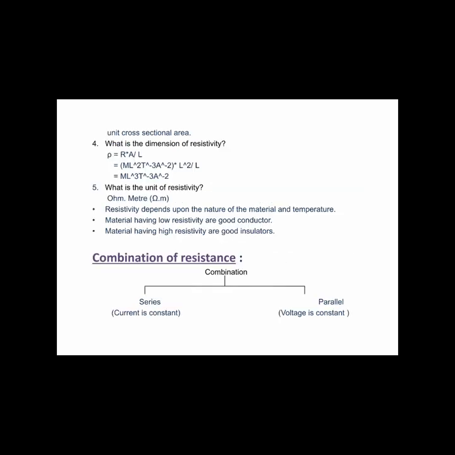What is the dimension of resistivity? Rho is equal to R into A by L. The dimension of R is ML²T⁻³A⁻². And the dimension of A is L² and the dimension of length is L. So the dimension of resistivity is ML³T⁻³A⁻². What is the unit of resistivity? The unit of resistivity is ohm meter.